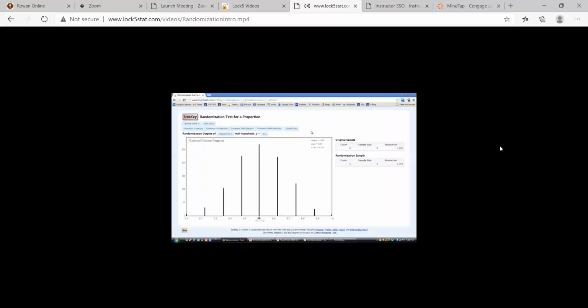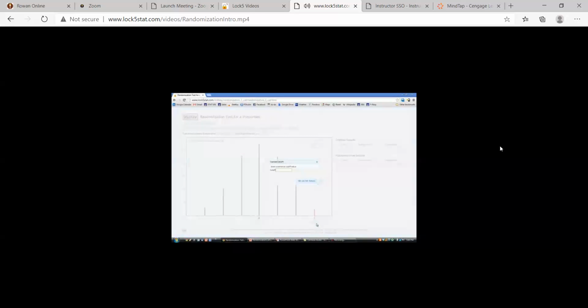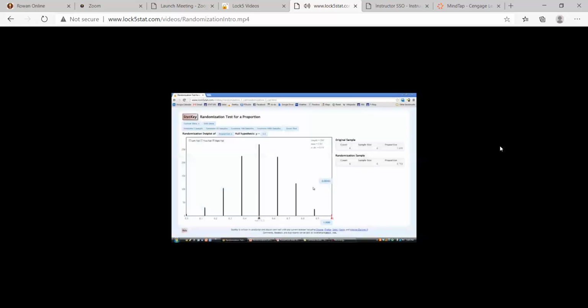So let's go back to our distribution of statistics, assuming the null is true. And we're doing an upper tail test, so we want to look at the right tail, and we want to see how extreme our observed statistic of 1 is. So we find 1 on the x-axis, and above it, in this little blue rectangle, we see that, in this case, 4 out of the 1,000 simulated statistics are as extreme as our sample proportion of 1.